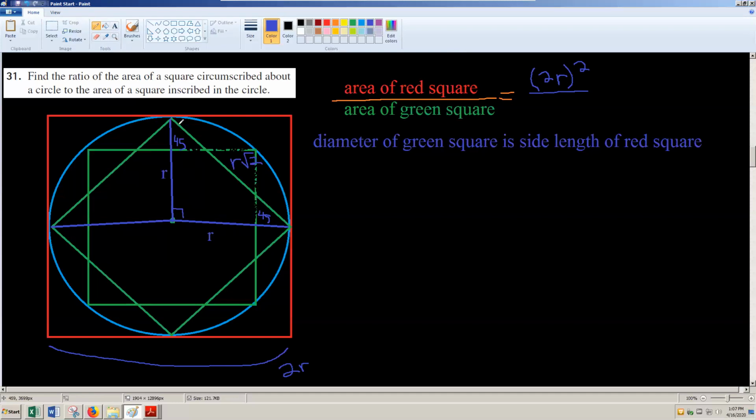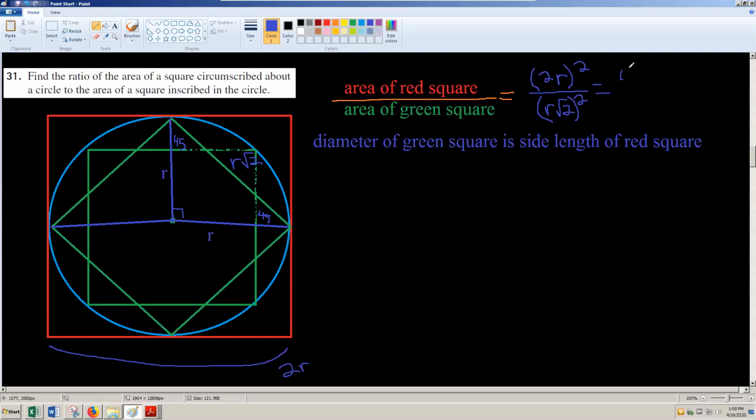Using this triangle, I'm determining the side length of the green square. The side length of the green square is r root 2. So the area of this is r root 2 squared. When I do this, I could drop the squares, because I'm squaring and squaring, it's going to unsquare itself, but I'm just squaring the ratio. But let's just do it out.